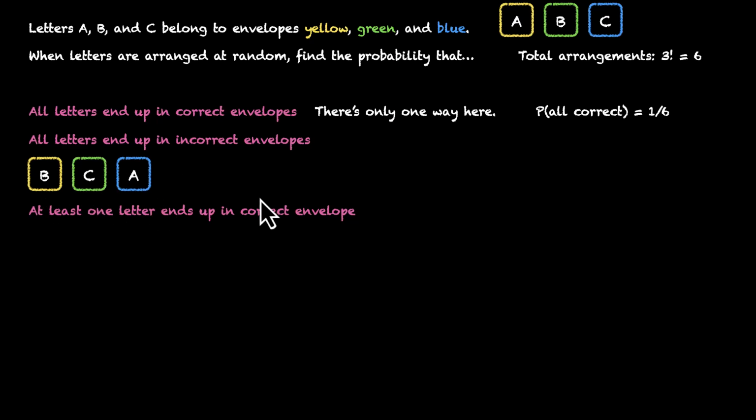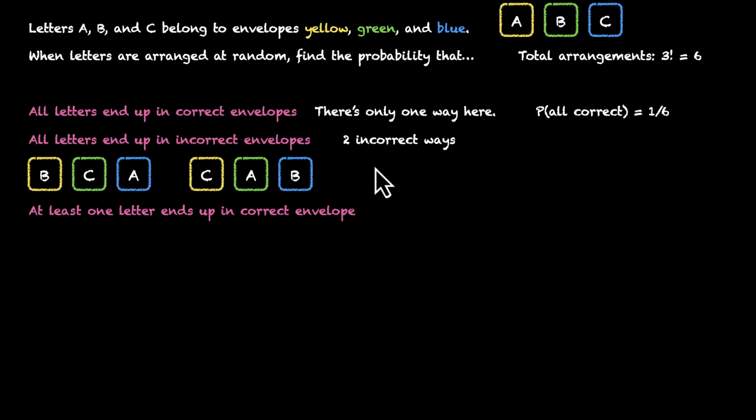We can also start with C. The second one can't be B because that's going to be correct. So second one has to be A and the last one has to be B. So B, C, A and C, A, B. These are the 2 ways in which we can have all letters ending up in incorrect envelopes. So there are 2 ways here. So the probability is going to be 2 upon 6, that's 1 by 3.